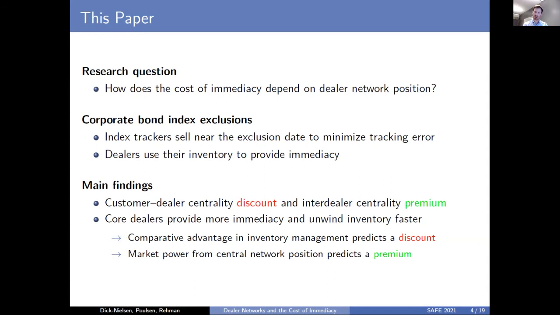So now that I've explained our main findings, let me give you some more details on how we identify the demand and supply of immediacy around exclusions.